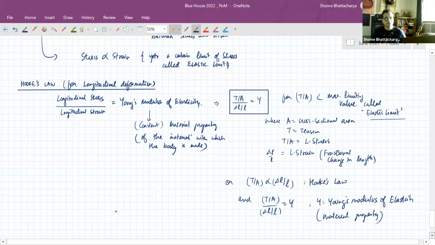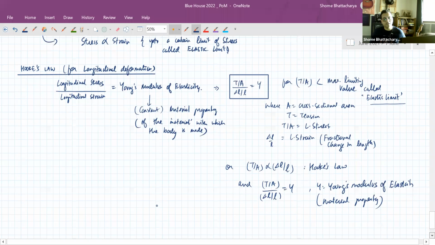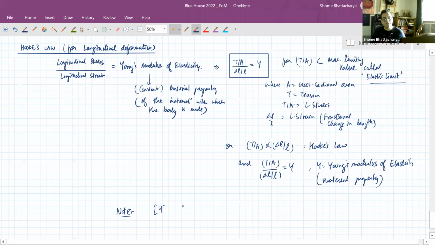Now, one additional thing that you can observe from this equation of Hooke's law is that Young's modulus has the same dimension as stress, because strain is dimensionless, which is the dimension of force per unit area. So Young's modulus is expressed in newtons per meter square. And typically, metals have Young's modulus of the order of magnitude 10 raised to power 11 Newton per meter square.